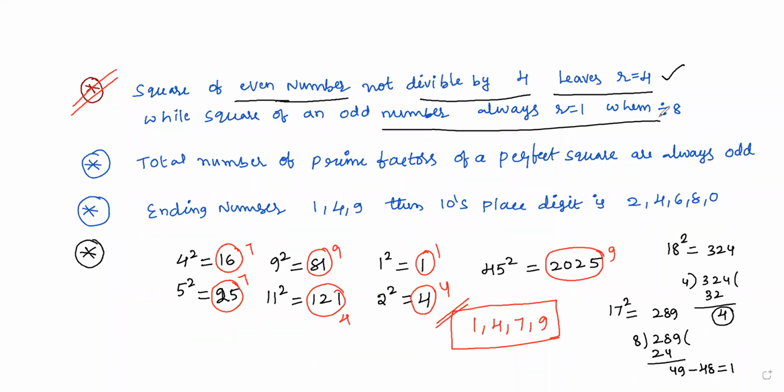Yes, sir. So these are the rules to identify whether the given number is a perfect square or not. Okay, right. I took 15 minutes for this explanation. Right. Now let us see method 1. This is a well-known method. Okay.